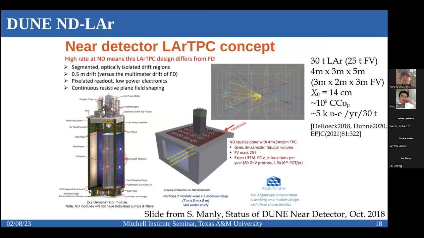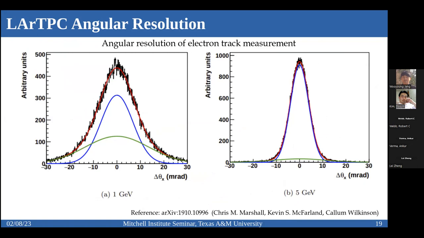Liquid argon has a 14 centimeter radiation length, and it is expected that we have 10 to the 6 charged-current muon neutrino interactions here, and 5,000 neutrino-electron scatterings here for 30 tons of liquid argon. And this is the estimated performance of the liquid argon detector using some simulation. This is the angular resolution of a 1 GeV electron, and this shows the angular resolution of a 5 GeV electron.